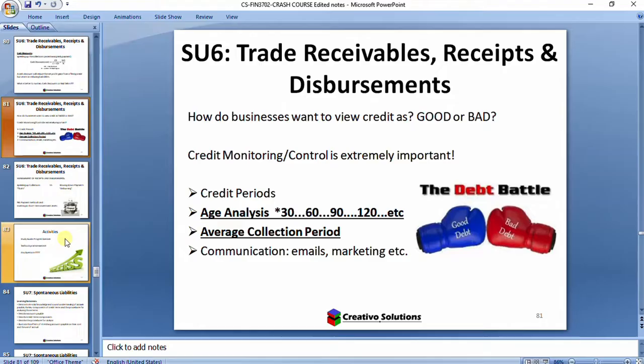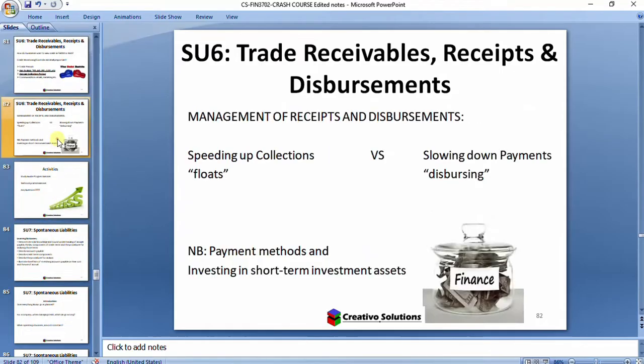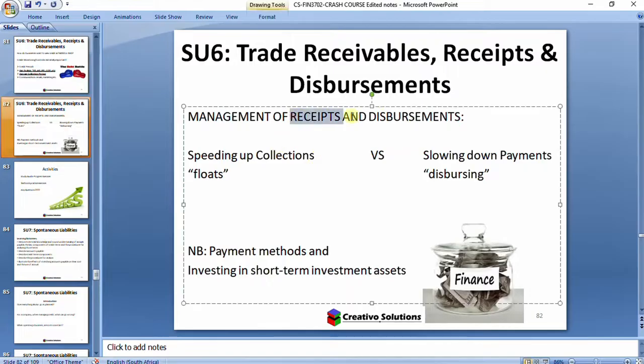Make sense? Yes. Good. Right, just to give you some notes here about receipts and disbursements. We spoke about it earlier.